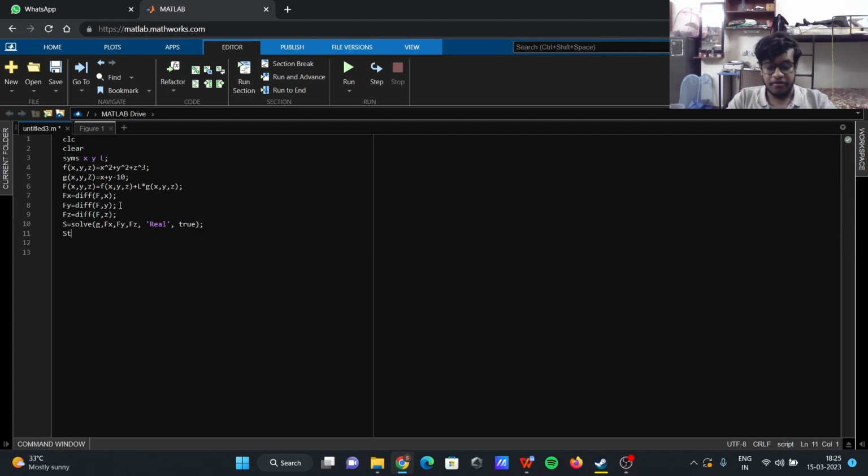And the stationary points will still be the same thing. Stationary points will be s dot x comma s dot y, and stationary points will be double precision, which is obvious. Now function value will still be function f of s dot x comma s dot y comma s dot z. This will be the function value, and function value will also be double precision.